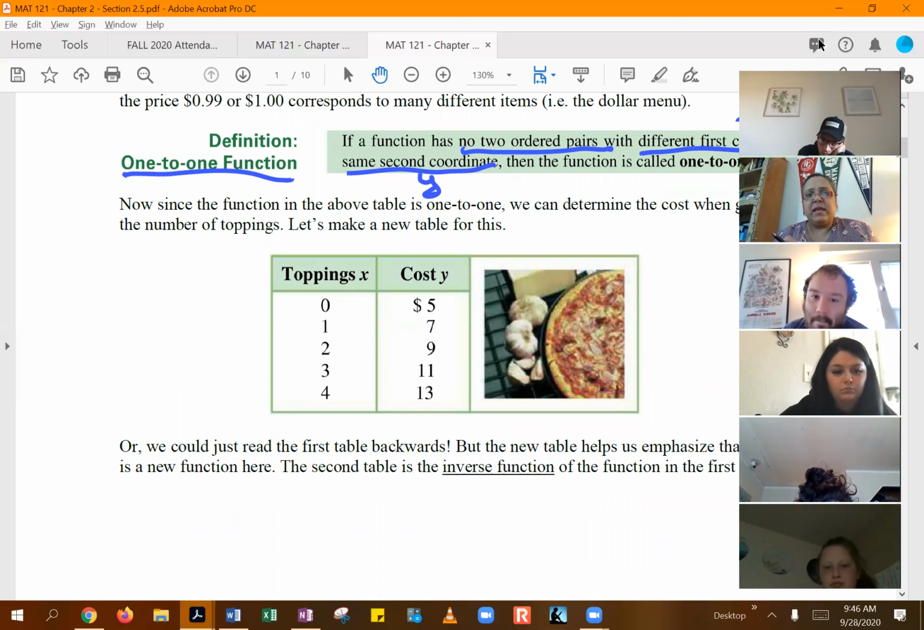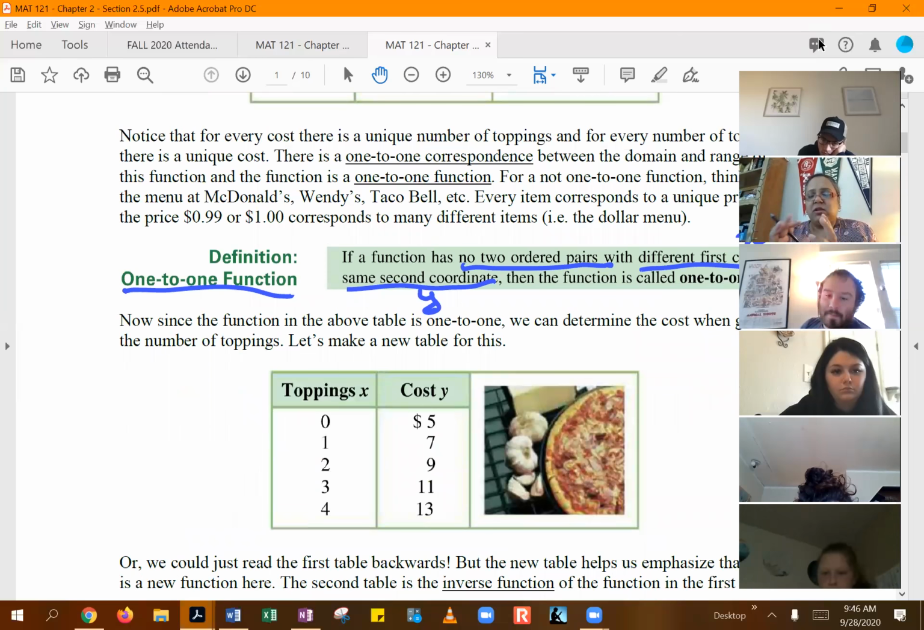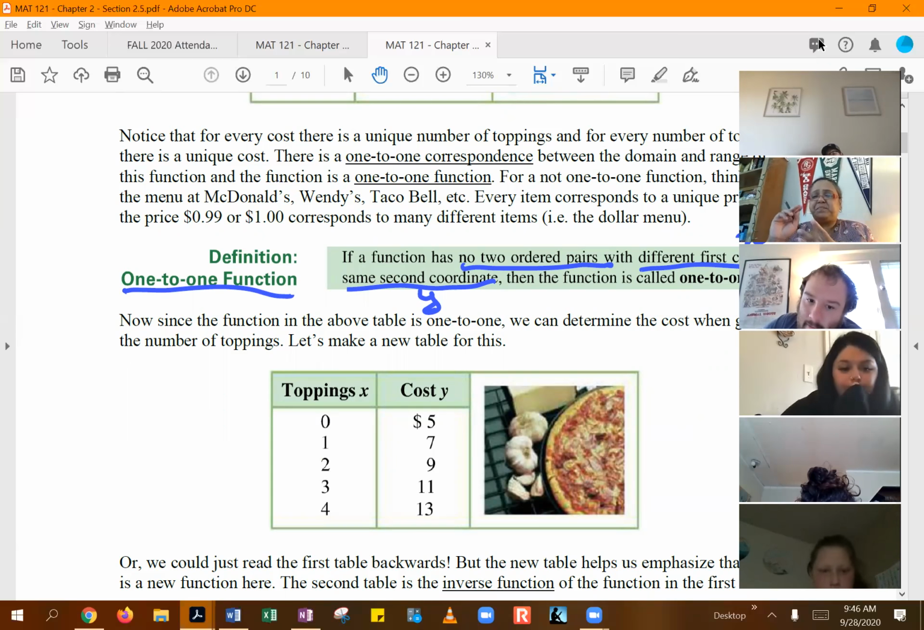If you look in the middle, I was talking about the dollar menu at fast food restaurants, because in that case, for $1 you can get maybe fries, a drink, a small burger or a wrap, something like that. So for the same $1, you will have 5 or 6 different items that you will be able to buy. That's not a one-to-one correspondence. If you are paying $5, you're getting a plain cheese pizza. If you're paying $11, you are getting exactly 3 toppings on your pizza.